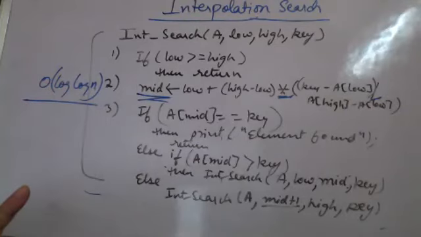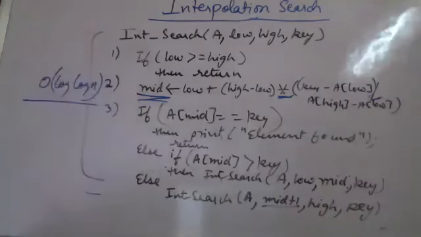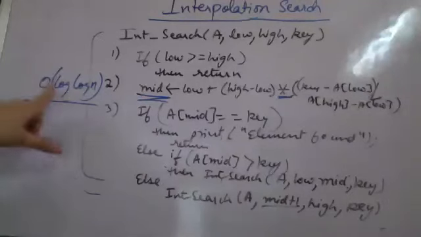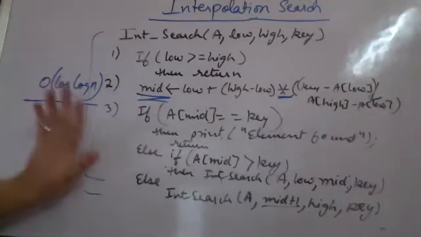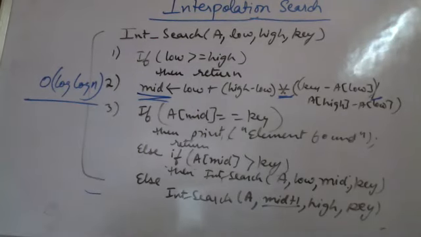Although if I am looking at only complexity, and if I can reduce the overhead somehow, then interpolation search has the complexity of the order log of log n and performs better than the binary search algorithm asymptotically. Is it clear to all of you?